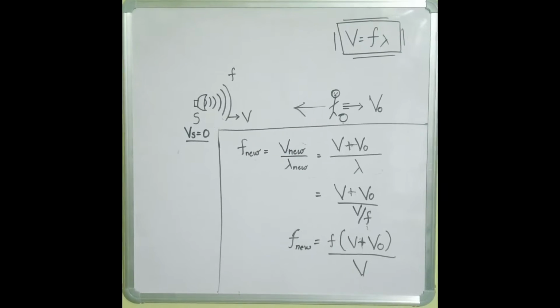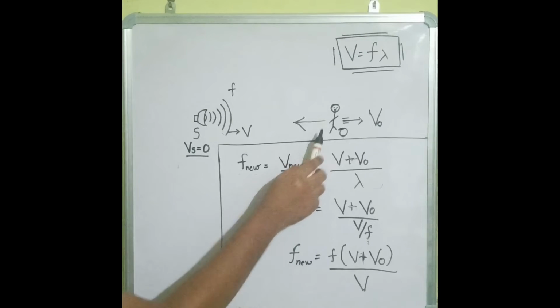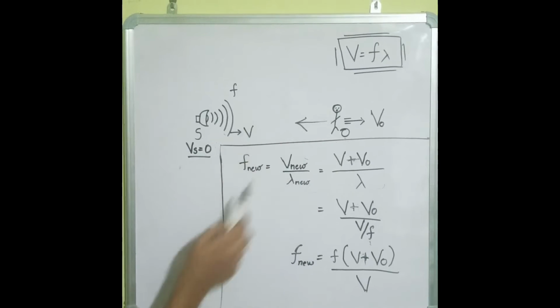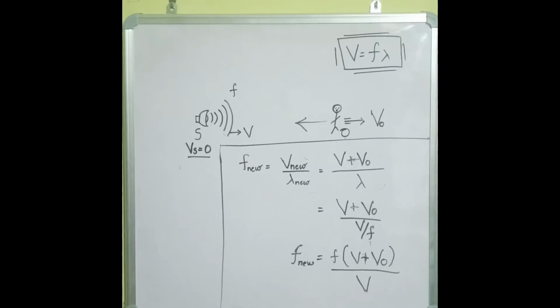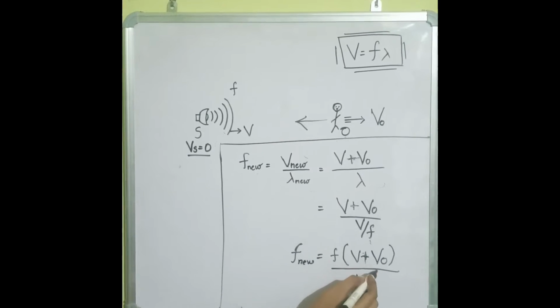I will tell you a trick to remember this formula easily. When the observer is moving towards the source, the frequency heard by the observer increases. So we keep a plus sign here, and vice versa.